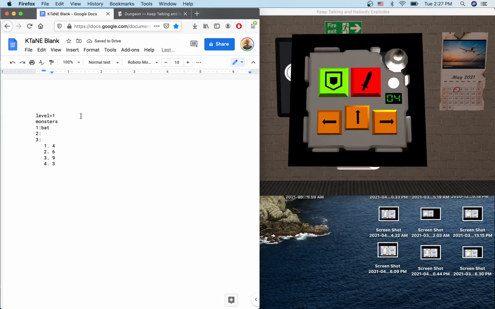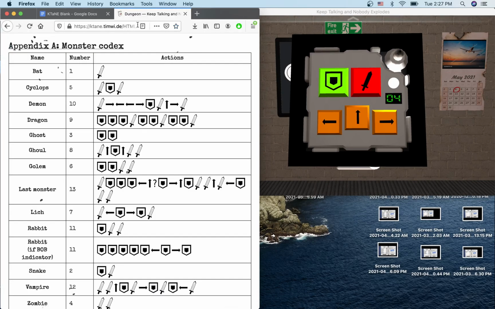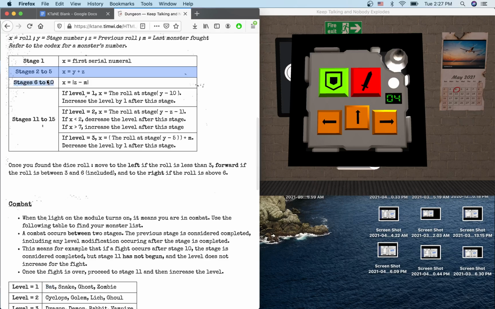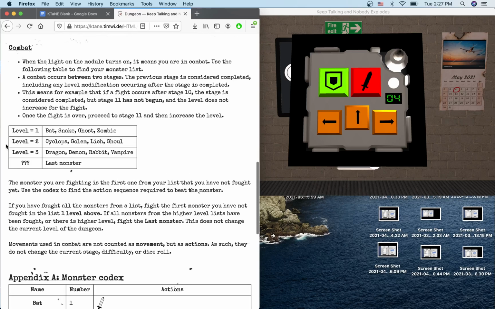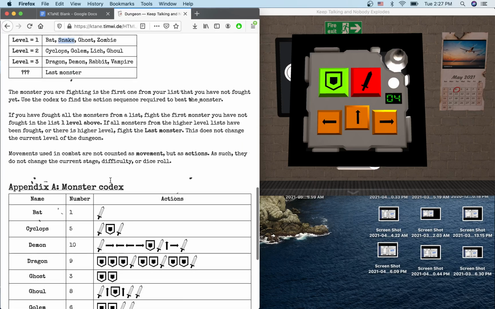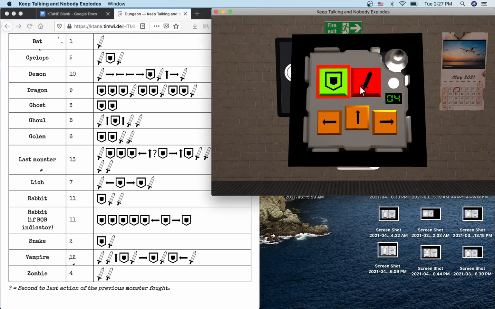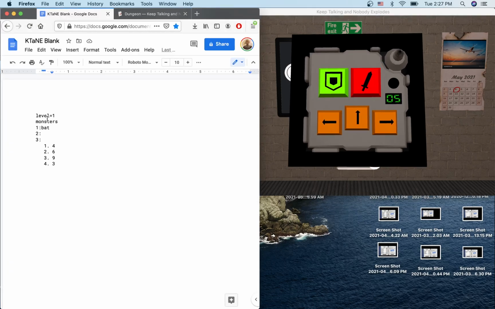Now we see that we have another monster. We are still at level 1 because we haven't reached level 6 yet. Levels 1 through 5 again are just level 1. Look at the list. The next one is going to be a snake. Snake has the corresponding symbols block, sword. So press that, and the light disappears. And note down here, snake.